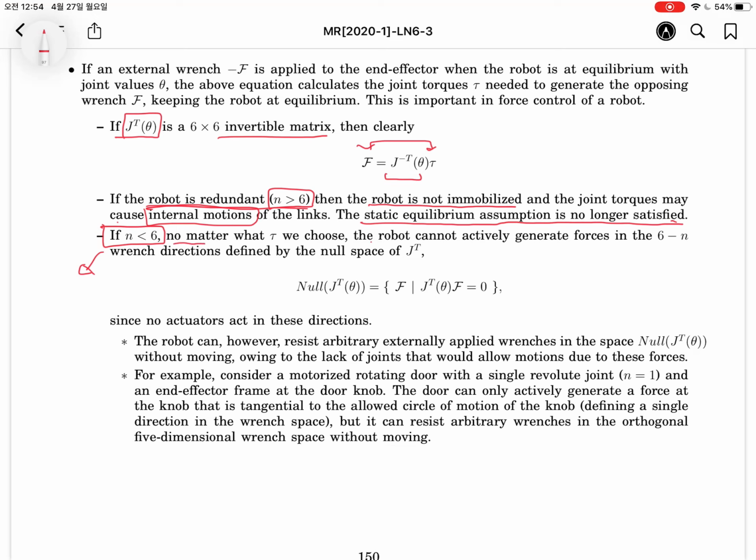It means no matter what tau we choose, the robot cannot actively generate force in the 6 minus n wrench directions. This direction can be found using this equation. Any wrench here, if the result is obtained as 0, then this wrench exists in the null space of the J transpose. Is it right? Because this relation is satisfied, this wrench will not make any torque in the joint torque directions, because no actuators act in this direction.